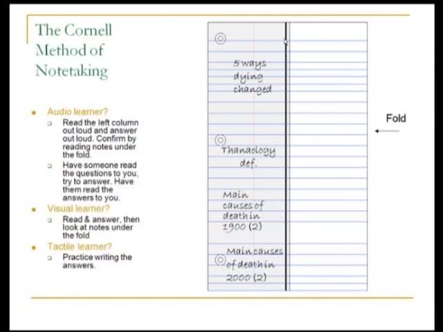Now, these are some simple ways. There are a lot of other things that you could do. The visual learner could draw them, or the tactile learner could draw them. Perhaps you want to make a chart. Perhaps you want to put them in color. All kinds of different things that you can do.